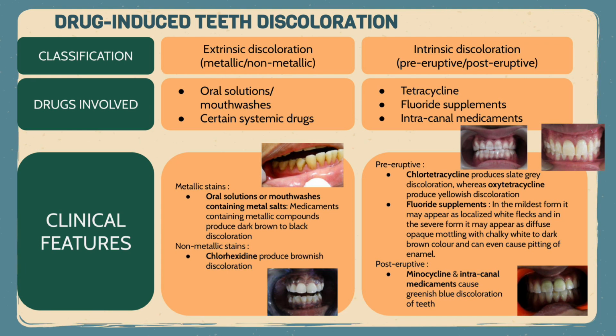For the clinical features of intrinsic, for the pre-eruptive, such as chlortetracycline, it can produce slate gray discoloration, whereas for the oxytetracycline, it can produce yellowish discoloration. As shown in the picture above, there's a grayish discoloration caused due to pre-eruptive administration of tetracycline.